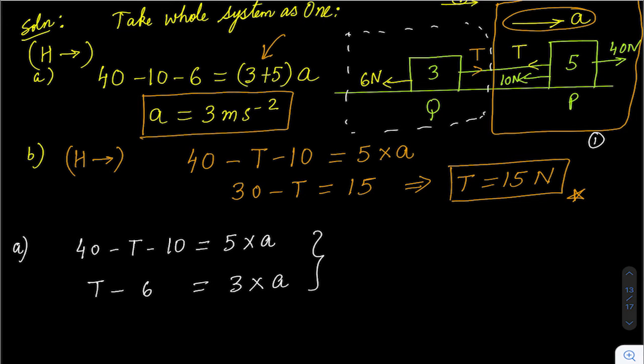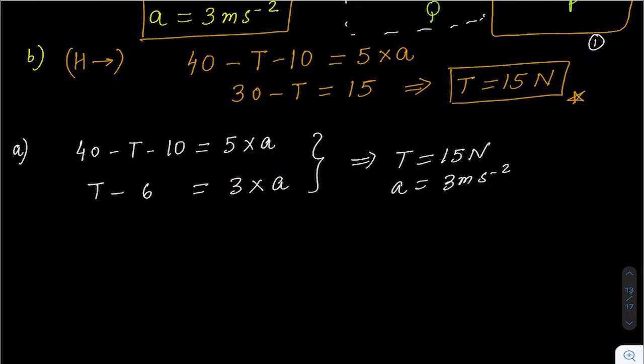So these are the two equations in T and A. You can easily solve for T and A, and then you will get the answer as tension the same, 15 newtons, and acceleration as 3 meters per second square. So it's kind of the same thing. Instead of doing it separately, we just combined the system as one. I think you should know both the methods, and then according to your preference, you can choose one. I hope it's clear.